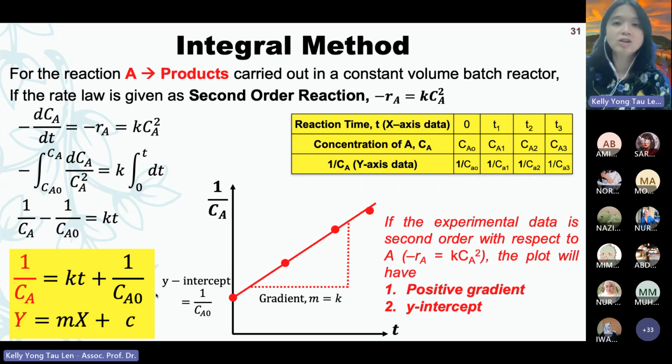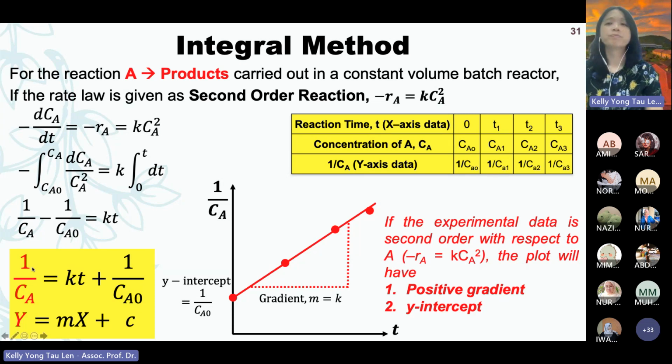Okay, now for second order reaction, I have to plot when I put it as minus rA equals kCA to the power of 2, second order with respect to A, the final equation will be 1 per CA equals kt plus 1 per CA naught. So you see now, equation dah berlainan. Kenapa? Sebab rate law kita dah jadi second order with respect to A. So the three equations akan diberi kepada kamu. So you don't have to memorize, but you have to know how to use it.